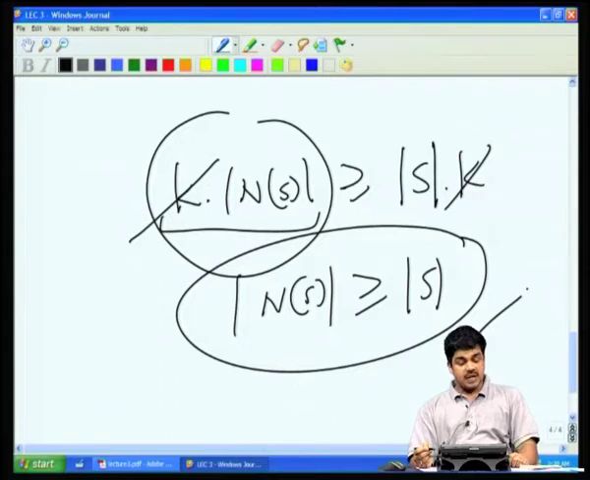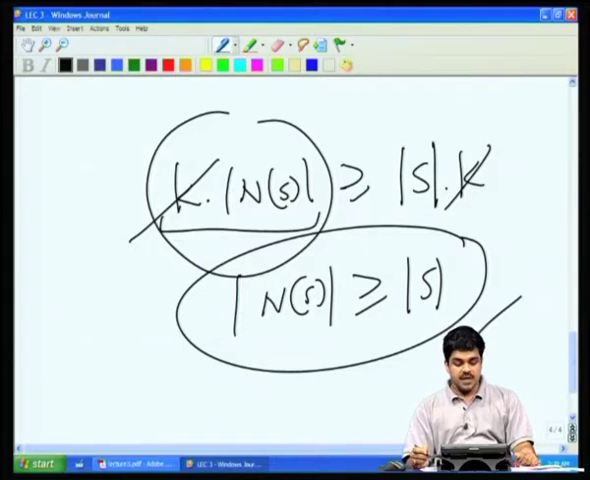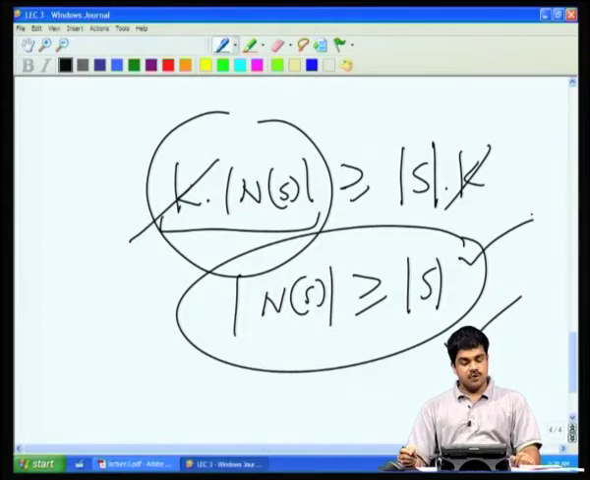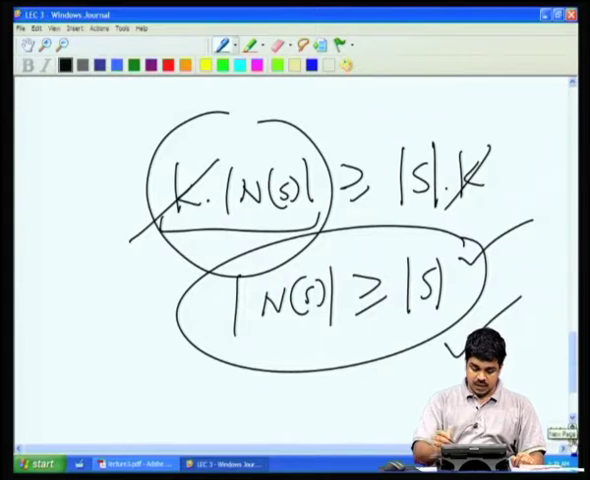Therefore, this S was selected as an arbitrary set. So, for any subset S of A, we get Hall's condition true: N of S greater than or equal to S. Therefore, Hall's theorem says there is a perfect matching in the bipartite graph. So, that is what we see.